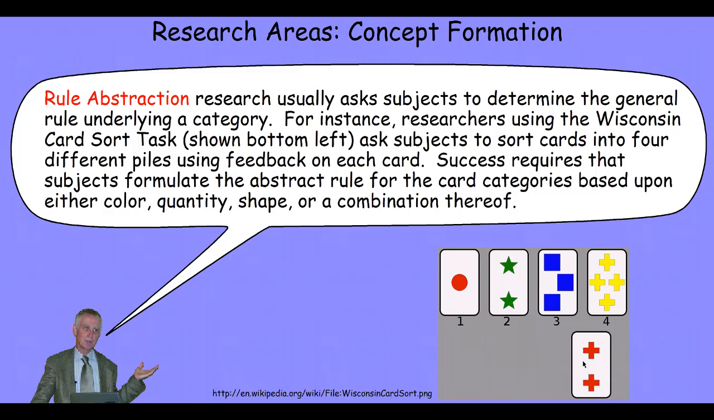So for instance, if these are your categories and you've got this card here, you might sort it according to color and put it on this pile. You might sort it in terms of quantity and put it on this pile. Or you might sort it in terms of shape and put it on this pile.